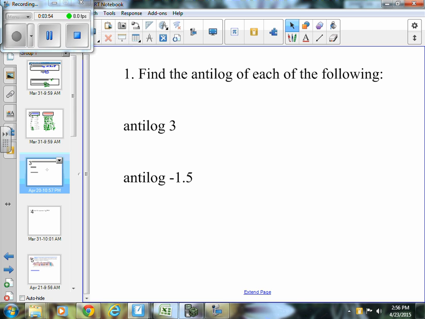All right, let's talk about anti-logs then, just so you can recognize what these look like. Anti, remember, means inverse. So the anti-log of 3 means the same thing then as 10 to the third power. That's what an anti-log is. So it's an inverse of a log. So 10 to the third, yeah, that's 1,000. So anti means inverse. Anti-log of negative 1.5.